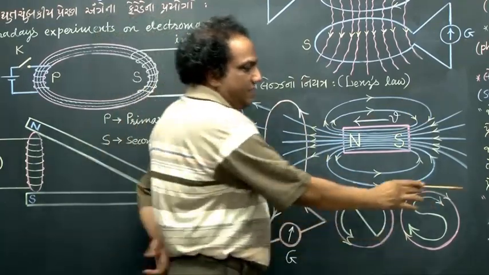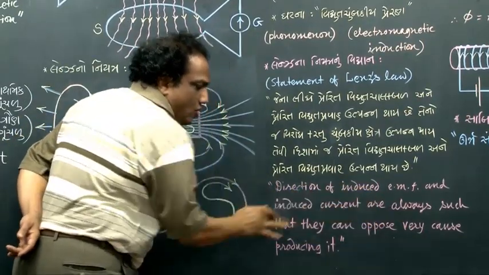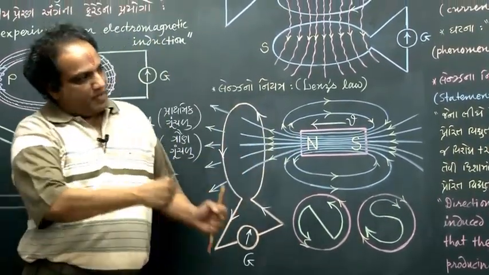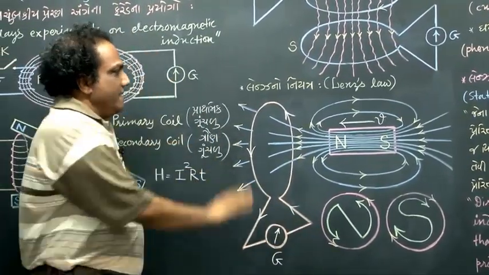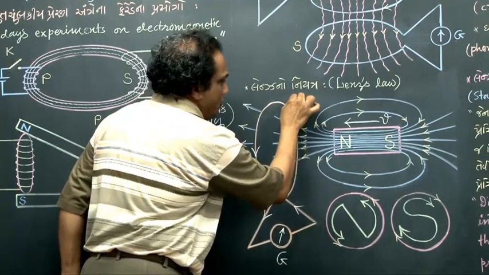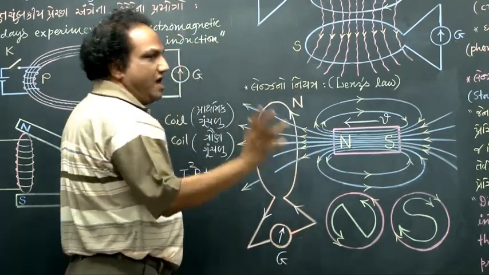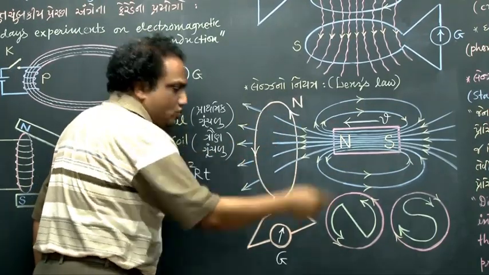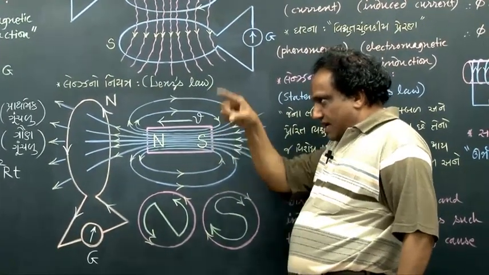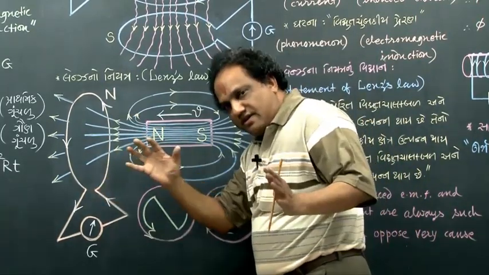Now according to Lenz law, direction of induced EMF and induced current are always such that they oppose the very cause producing it. What is the cause for the production of this induced current? The cause is the motion of the magnet. And if the motion of that magnet is to be opposed, then this face of the current carrying coil facing the bar magnet should behave like a north pole. Then only it can repel the north pole of the approaching magnet. But if this face has to behave like a north pole, then the direction of electric current, when you observe from this end, should be anti-clockwise. And that is why the direction is anti-clockwise.